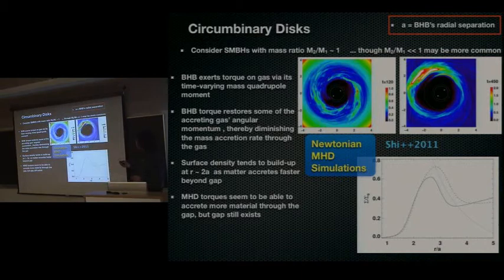And what it does in this case is that this lump accretes gas onto the binary, and more so than any other part along the azimuth. And so you get this buildup of gas in this lump, in this n equals 1 structure.